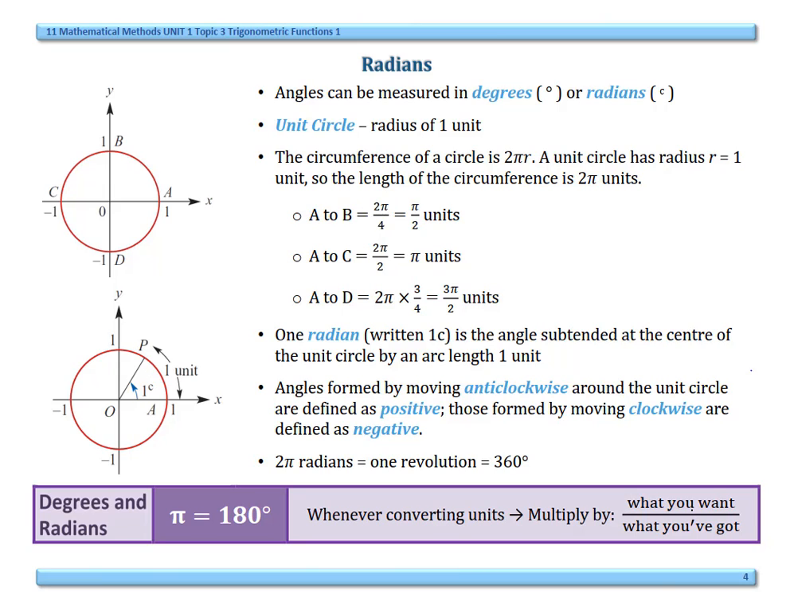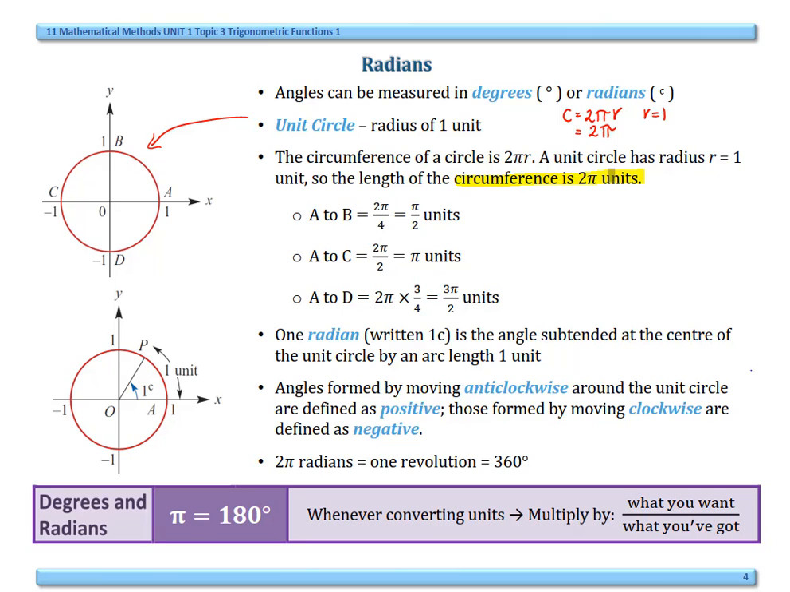Now, the unit circle has a radius of 1 unit, and you can see that I've drawn a unit circle here. Now, the circumference of a circle is 2 pi r. So for a unit circle with radius 1, if r equals 1, then that would be 2 pi. So the circumference of a unit circle is 2 pi units. If we went all the way around our circle, the circumference is 2 pi.